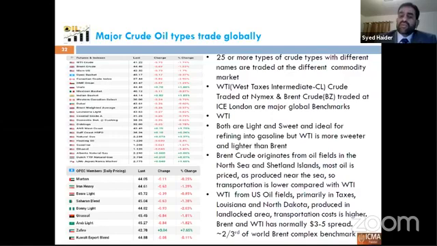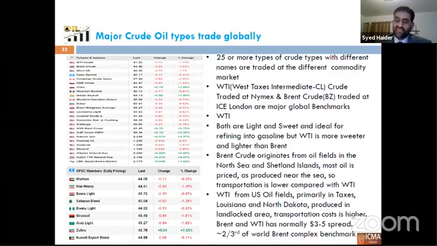Brent and WTI are good oils. They are light, sweet, and ideal for refining, so that's why they have a higher demand. WTI is even sweeter and lighter. Of course, they're not drinkable. At the same time, Brent crude originates from the fields.